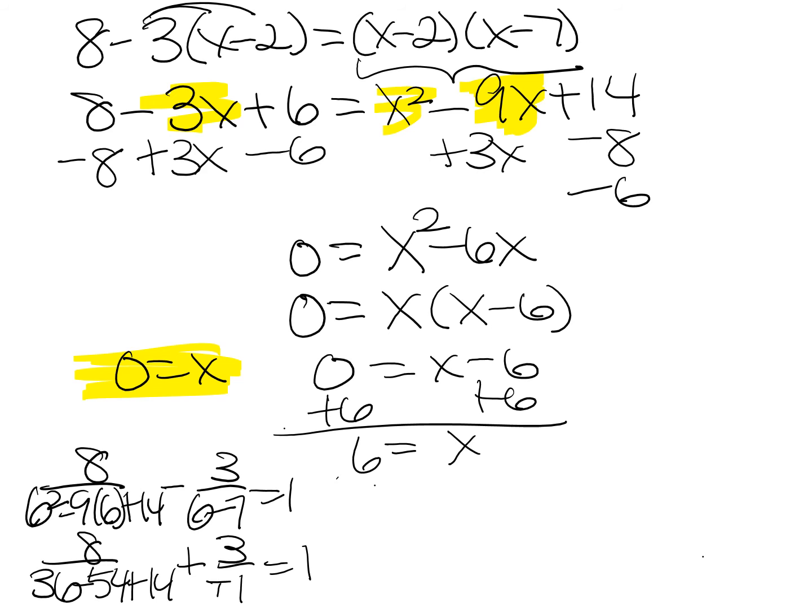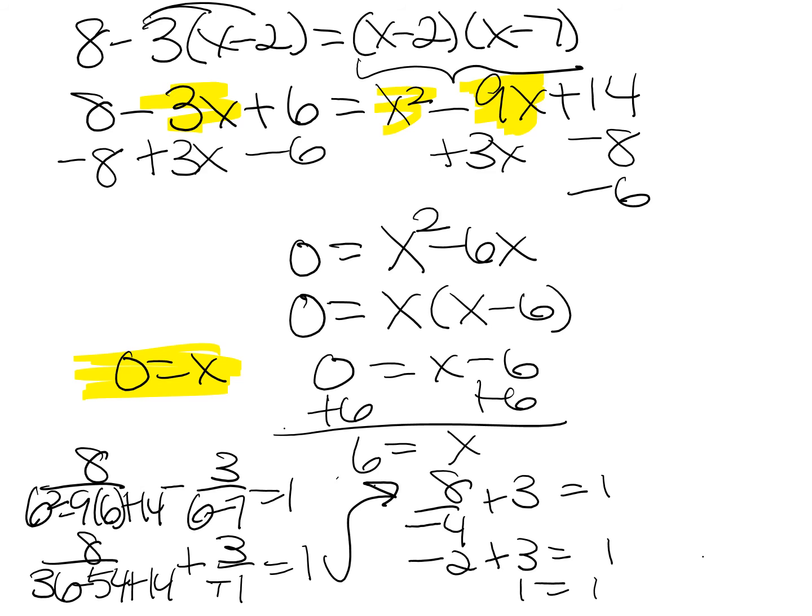Okay, so 36 minus 54 plus 14 is negative 4. Okay, so 8 over negative 4 plus 3, does that equal 1? Well, that would be negative 2 plus 3. And sure enough, 1 equals 1. So that one checks out as well. So on the test, it's going to ask you how many solutions, and you're going to say 2. I should probably not be so sloppy though. Maybe rewrite that.